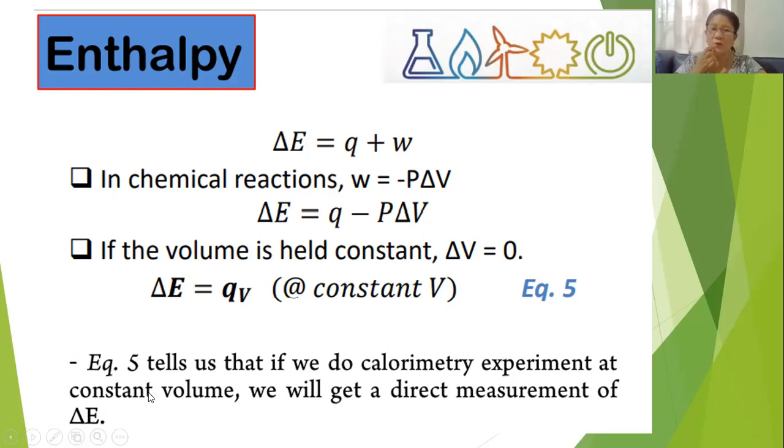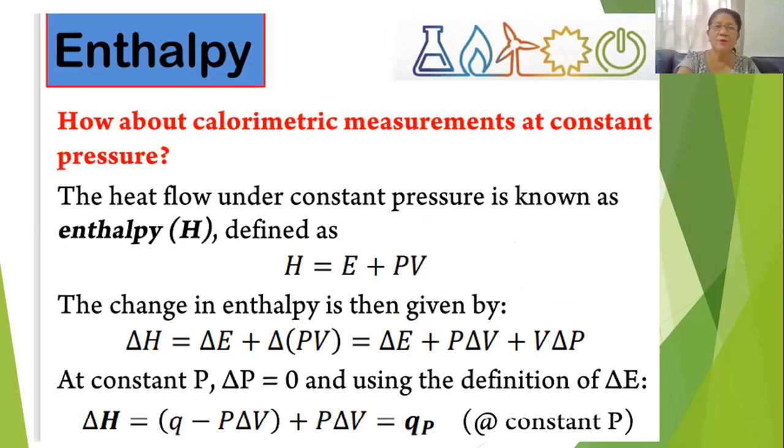So this equation will tell us, if we do the calorimetry, what will happen? We will only be using this if and when it's constant volume. In that case, whatever heat that we can calculate will be equivalent to our change in internal energy. So how about if it is constant pressure? How are we going to derive our formula if it is constant pressure? The heat flow at constant pressure is known as enthalpy, that is H. Therefore, enthalpy is equal to the internal energy plus pressure multiplied by volume.